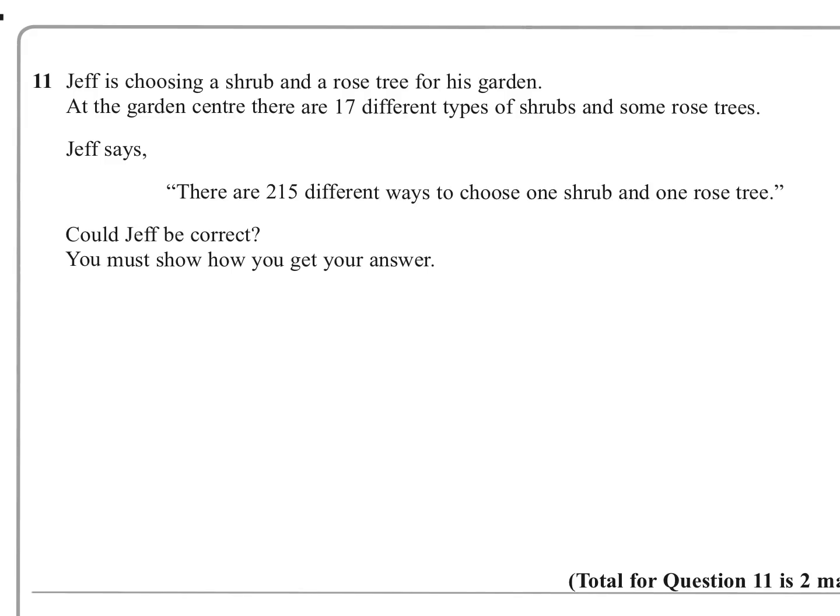Question 11. Jeff is choosing a shrub and a rose tree for his garden. At the garden centre, there are 17 different types of shrubs and some rose trees. Jeff says there are 215 different ways to choose one shrub and one rose tree. Could Jeff be correct? You must show how you get your answer.